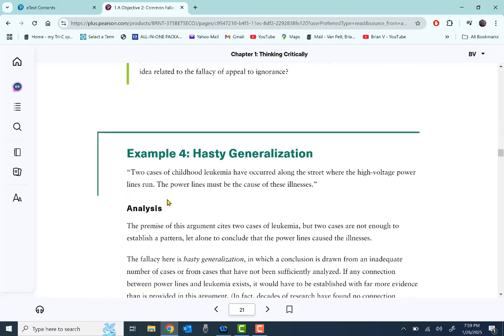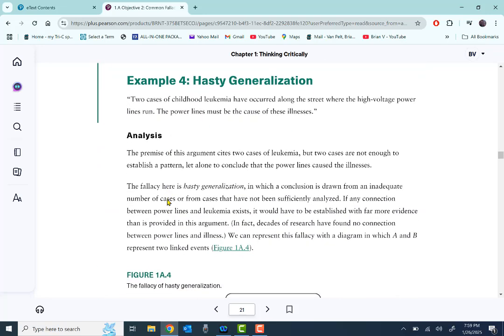Moving on. Hasty generalization. This one also seems to work in terms of confirmation bias. Two cases of childhood leukemia have occurred along the street where the high voltage power lines run. The power lines must be the cause of these illnesses. And see, this is where they will generalize something by giving very scant information.